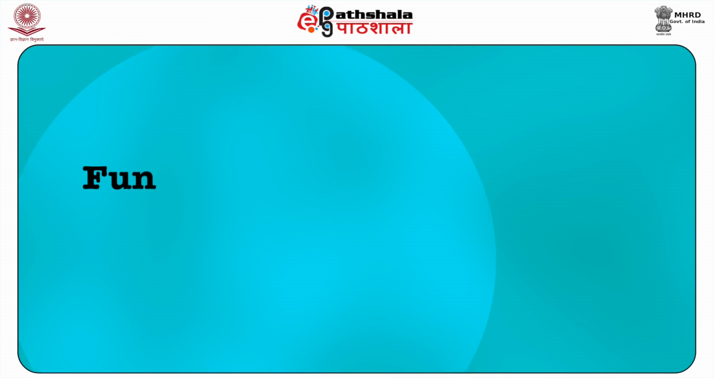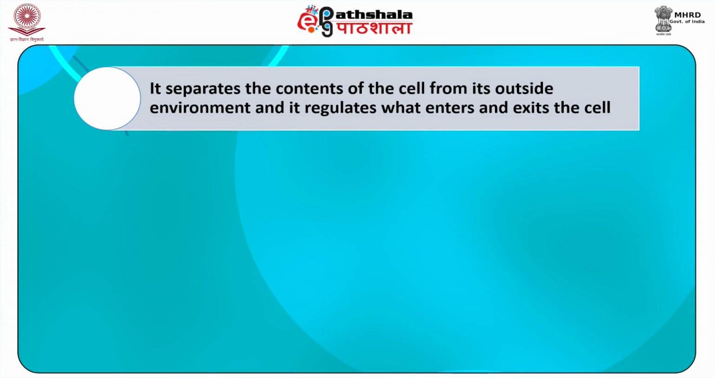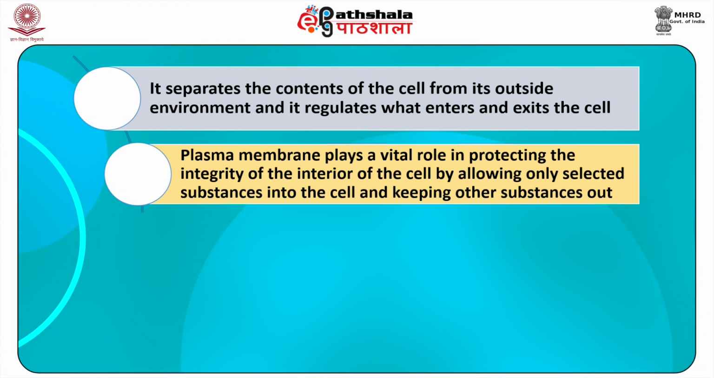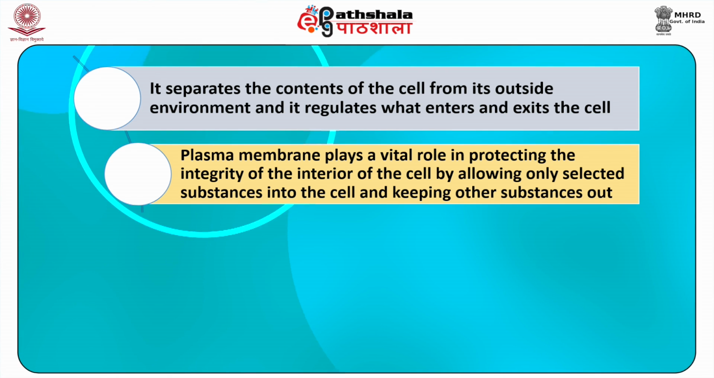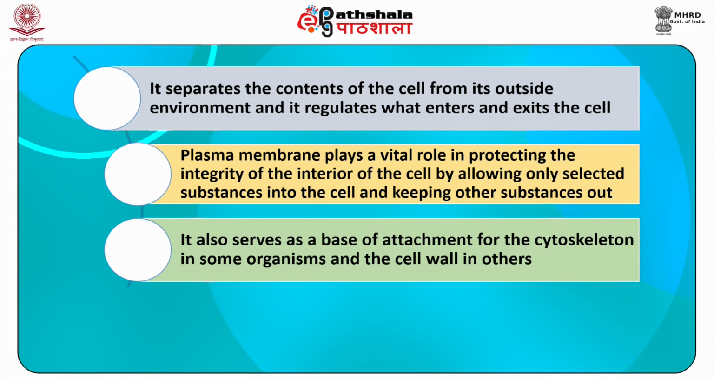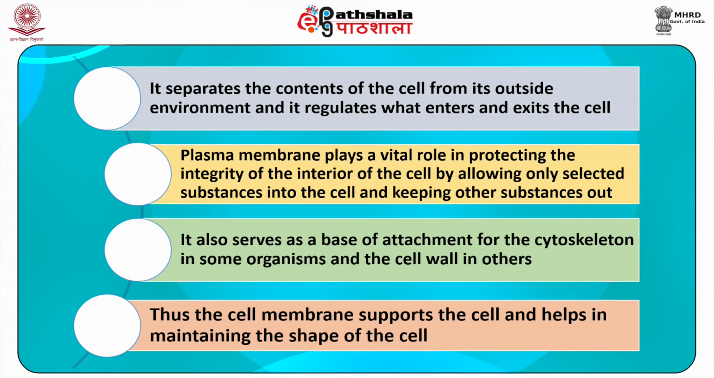structural components. There are many functions of the cell membrane known to us. It separates the content of the cell from its outside environment and it regulates what enters and exits the cell. The plasma membrane plays a vital role in protecting the integrity of the interior of the cell by allowing only selected substances into the cell and keeping other substances out. It also serves as a base of attachment for the cytoskeleton in some organisms and the cell wall in others. Thus, the cell membrane supports the cell and helps in maintaining the shape of the cell.